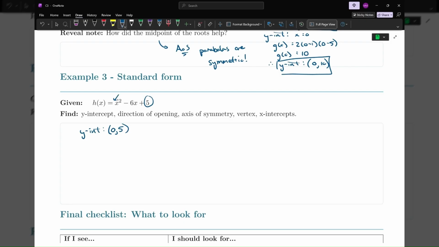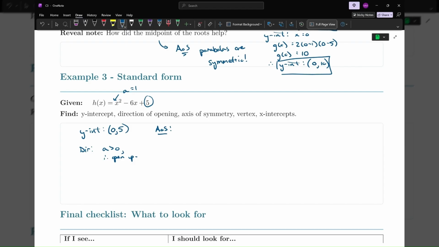I can again see a of 1. So I know a is positive, so it opens up. Now what that tells us is the vertex here will be a minimum. I don't have the vertex though. So next one's going to be axis of symmetry. So for axis of symmetry, I could complete the square and go to vertex form, but I don't need to. Like that's probably overkill. So what I'm going to do is axis of symmetry.